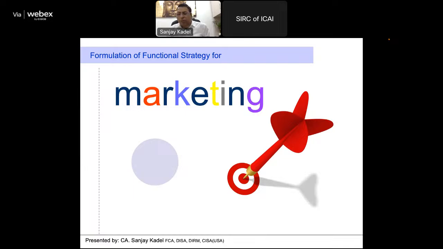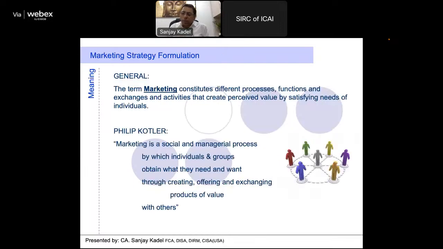So we'll be discussing first marketing strategies. So marketing is a very interesting and very attractive concept, because this is one thing which connects the company and its products and services to the customers. This is how it reaches the customers. What is marketing? The term marketing constitutes different processes, functions, and exchanges and activities that create perceived value by satisfying the needs of individuals.